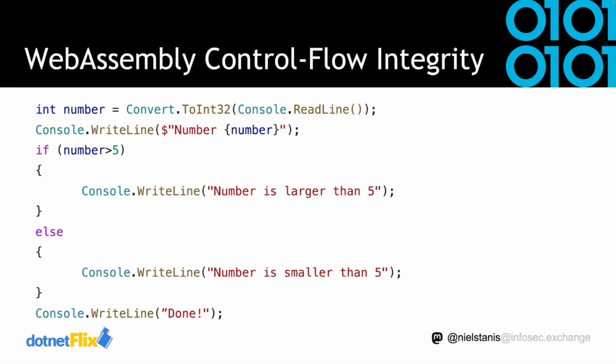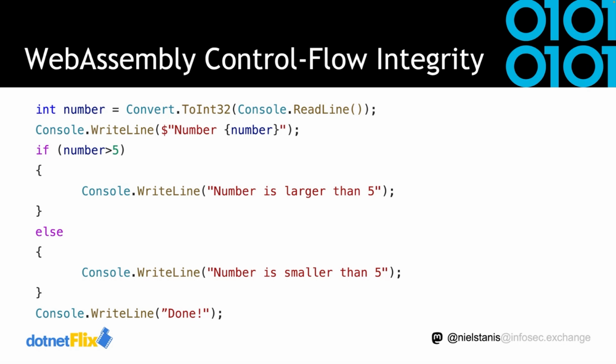So what we see over here is that we just take in a number from the console, which we store into the variable number. Then we're going to write it out. Then we have a conditional branch, right? We have an if and else. So if the number is bigger than 5, we're going to write one piece to the console. Else we're going to write the other argument, like, hey, the number is smaller than 5, to the console. And at the end, we're going to say we're done.